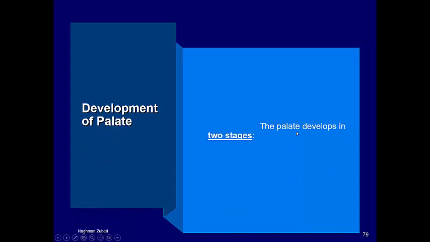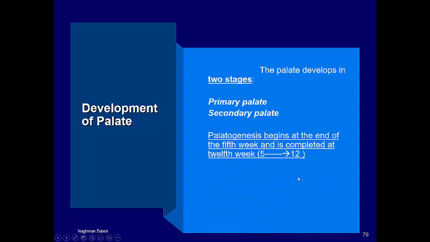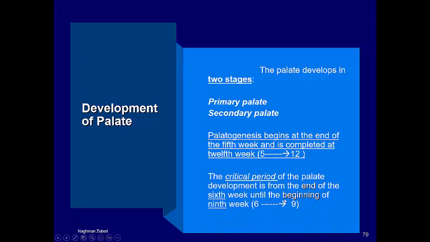Development of the palate we are discussing. The palate develops in two stages, the primary palate and the secondary palate. Palatogenesis begins at the end of the 5th week and is completed by the 12th week. The critical period of the palate development is from the end of the 6th week until the beginning of the 9th week. This is the time when clefting could occur.